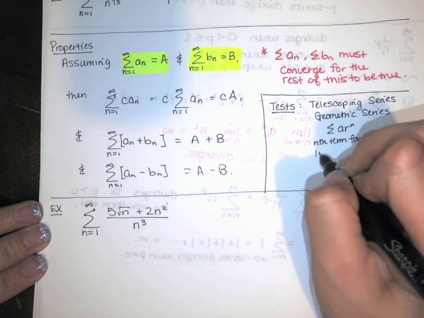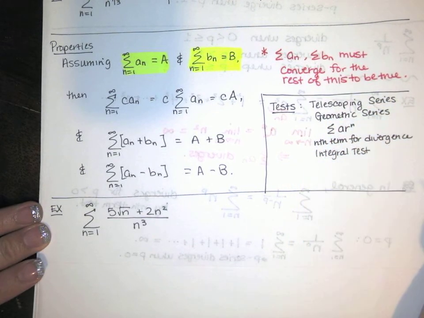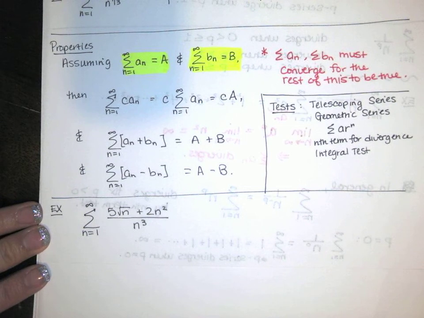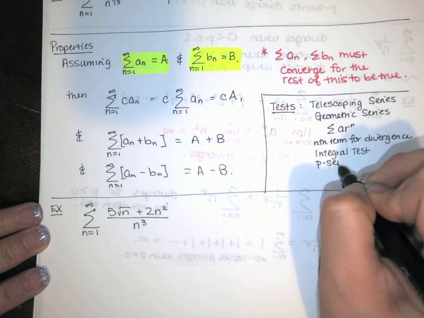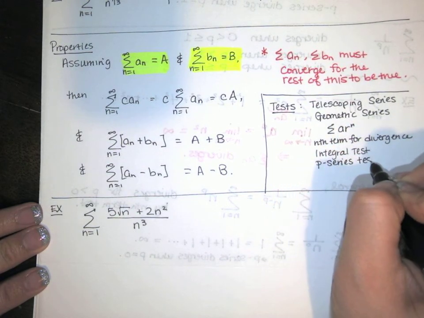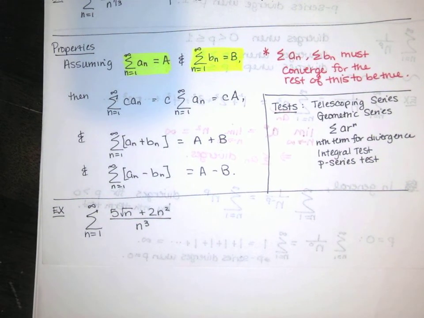Then we've got the integral test. If you can change the n's to x's and the resulting function is positive, continuous, and eventually decreasing, and you want to integrate it because it doesn't look too bad to integrate, use the integral test. And then we also have the p-series test. If p is less than or equal to 1, the series diverges. If p is strictly greater than 1, the series converges. So we've got 5 tests now.